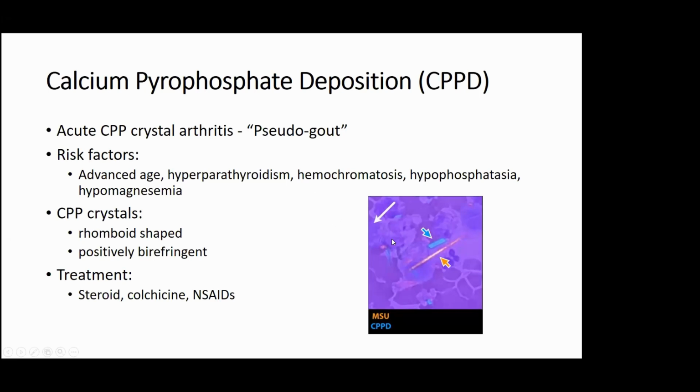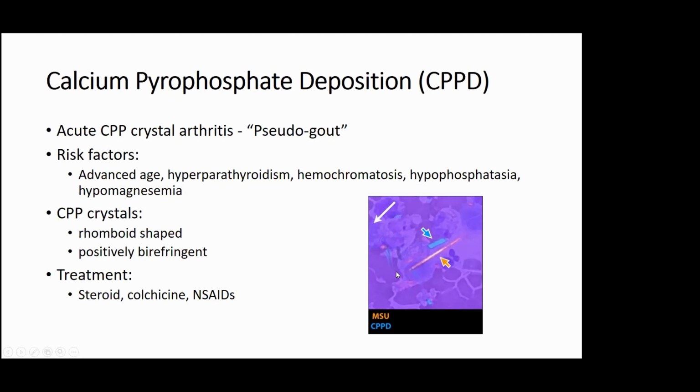So that's why whenever we see CPPD on the X-ray, we need to check the PTH, the iron studies, the magnesium level, and the phosphate level, just as what we did in this case. The CPPD crystal shows as a rhomboid-shaped crystal, and it's possibly birefringent. So actually this picture has both the CPPD crystal and the gout crystal.